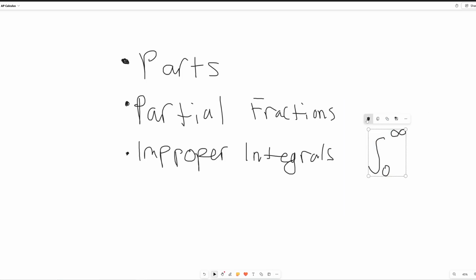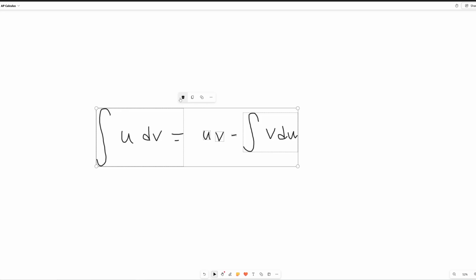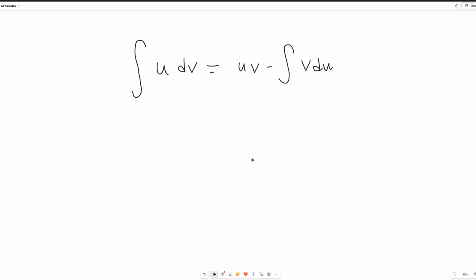So let's get started with integration by parts. So I'm going to throw a formula at you. The integration of u dv equals u times v minus the integral of v du. So this formula is not going to mean anything to you. But let me show you what I am talking about. I'll leave this formula on screen, just so it's always there.